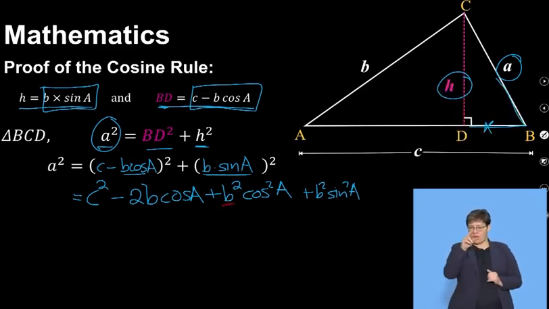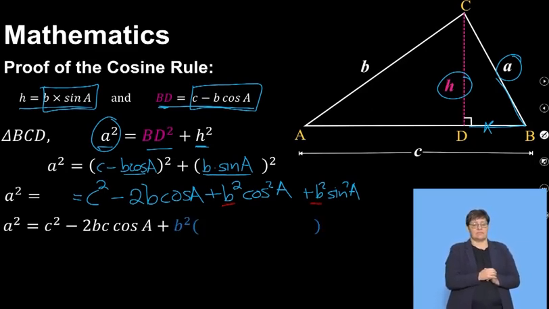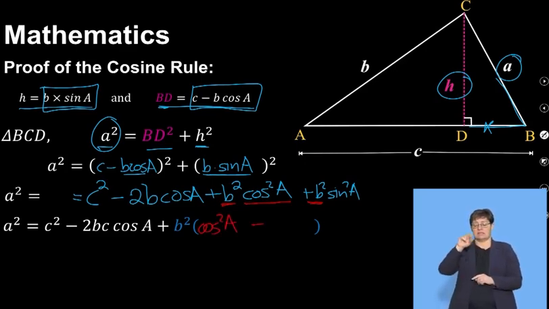Now if you notice, we've got a B squared here and we've got a B squared here. So we're going to try and take out a common factor from these two terms. Here it's written slightly neater: A squared is equal to C squared minus 2BC cos A plus B squared. So we're going to take out B squared as a common factor. We'll be left with this cos squared A, plus this piece here, which is sine squared A.